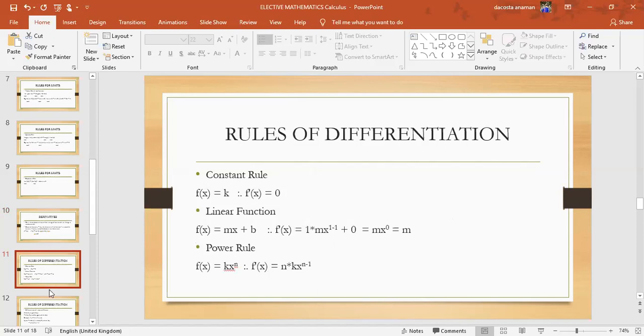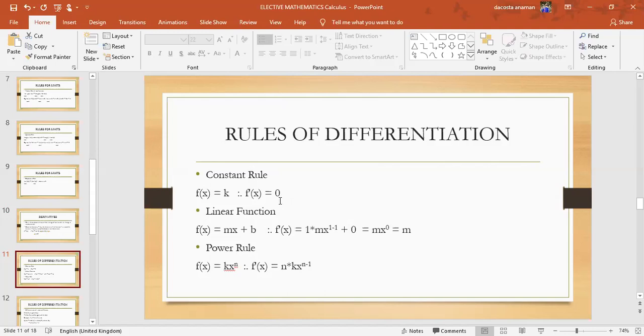We talked about only 3 rules of differentiation, which is how we normally solve differentiation questions. We talked about the constant rule, the linear function, then the power rule. The constant rule: to differentiate a constant, you will get 0, because you are differentiating with respect to one variable.